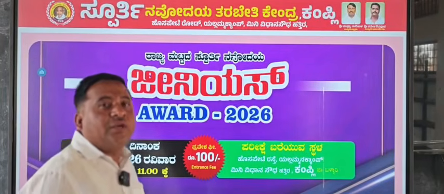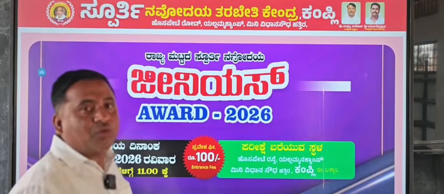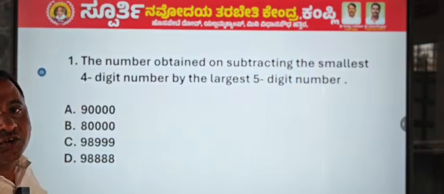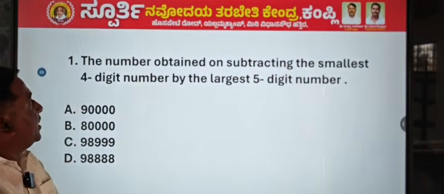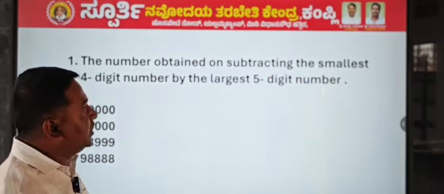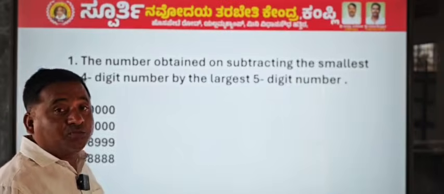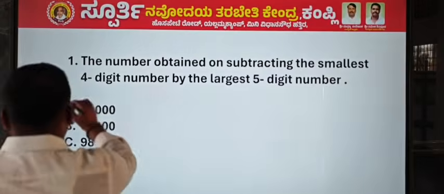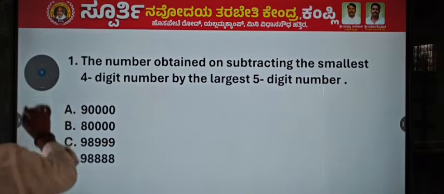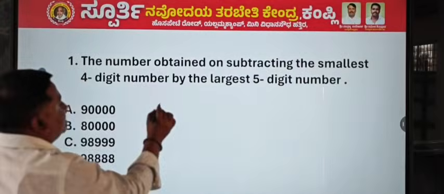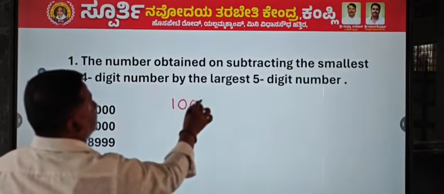Okay, today we are going to discuss the possible questions from the math section. Let us see the first question. The number obtained on subtracting the smallest 4-digit number. The smallest 3-digit number is 100. The smallest 4-digit number is 1000.